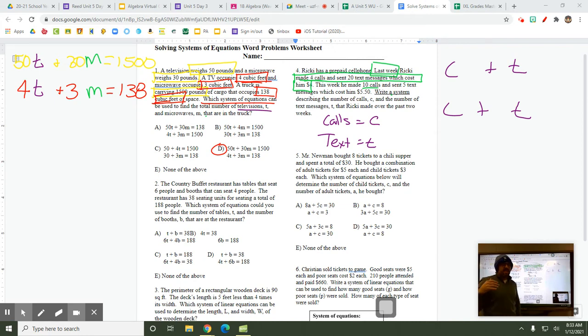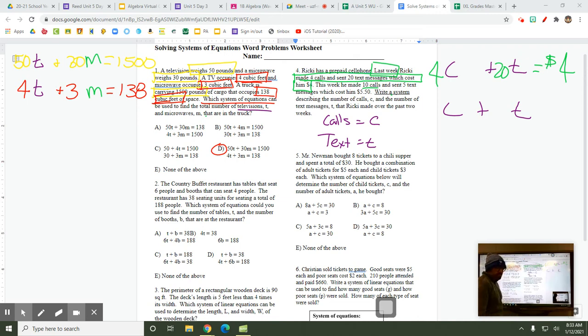So one thing that's important to have with systems is rational thinking. Looking at these, reading them, and determining how these things go together. All right, so last week he made 4 calls. He sent 20 text messages, and that all cost him $4. Some of y'all are probably sitting there like, I make no calls and I'll send about 400 text messages in a couple hours.